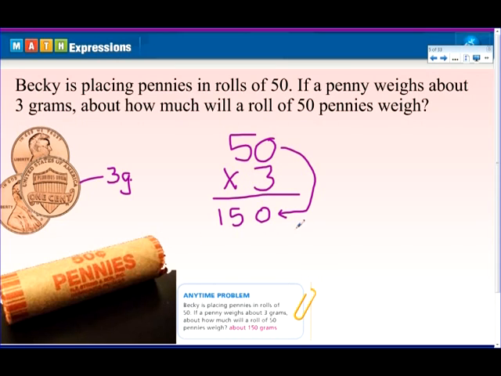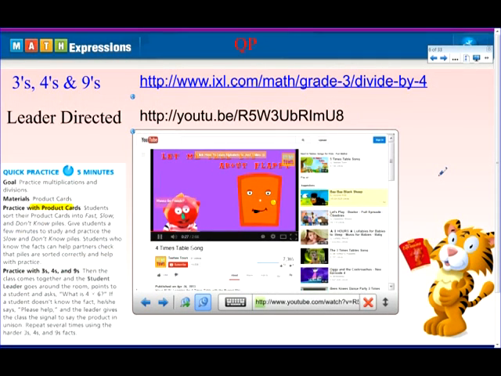I did forget to put down the unit that we used. We always want to label what we are working on. Well, I've had a request from some students that they want to be able to practice their fours.